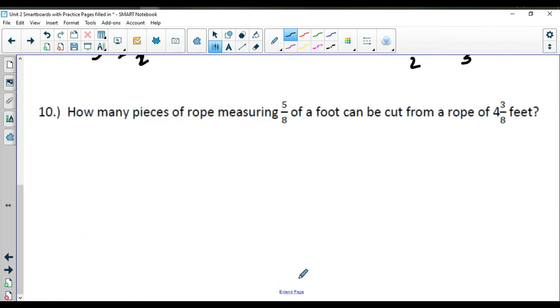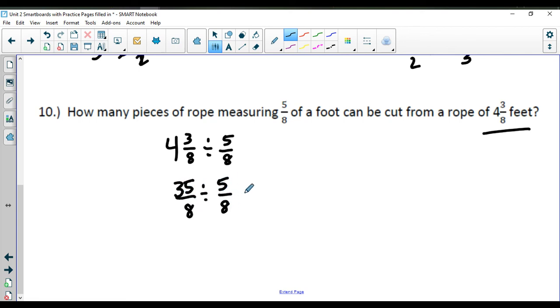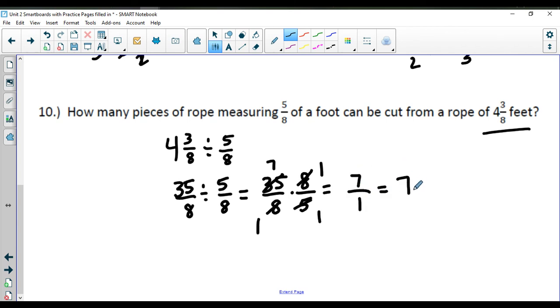Final question for this one. How many pieces of rope measuring 5/8 of a foot can be cut from a rope of 4 3/8 feet? So we're doing 4 3/8 divided by 5/8. So 4 3/8, 8 times 4 is 32, plus 3 is 35/8, divided by 5/8, which I'll rewrite as 35/8 times 8/5. 8s are going to cancel out. 5s have 5 in common. 7 times 1 is 7. 1 times 1 is 1. So we have 7 pieces of rope can be cut from that larger piece of rope that we have.